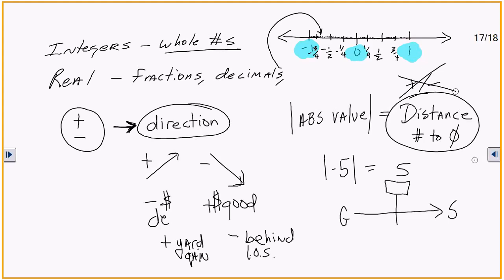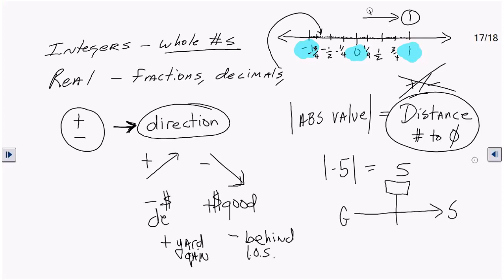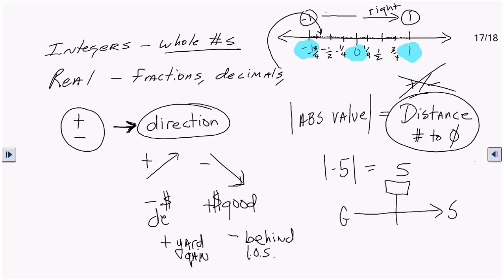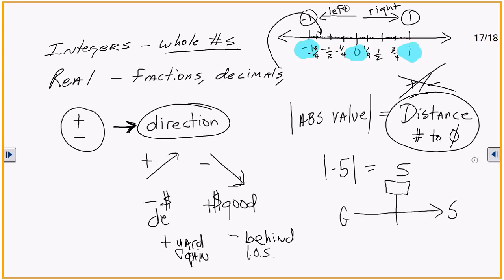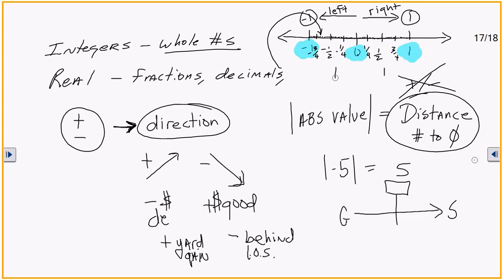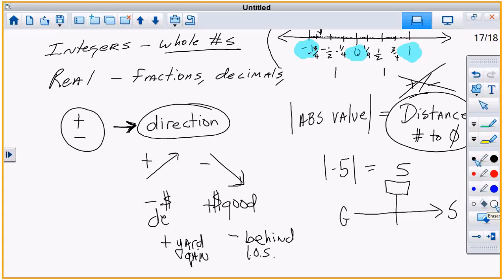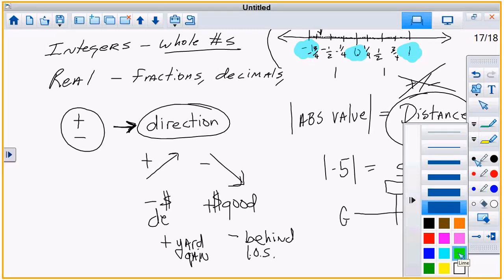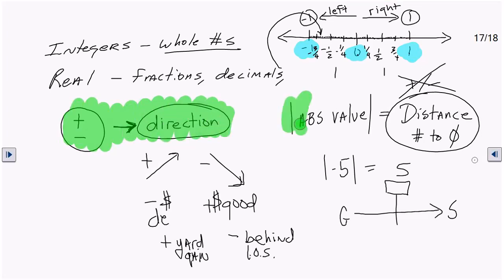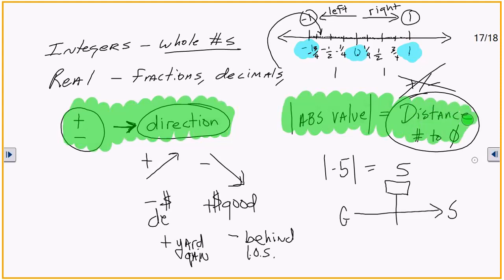So therefore, if I have a +1 right here, that tells me it's to the right of 0. If I have a -1, that tells me it's to the left of 0. But the distance between 0 and 1 is 1. The distance between 0 and -1 is 1. So I would highly suggest that you learn that. Let's highlight. This is very important. And absolute value gives you the distance. Okay?